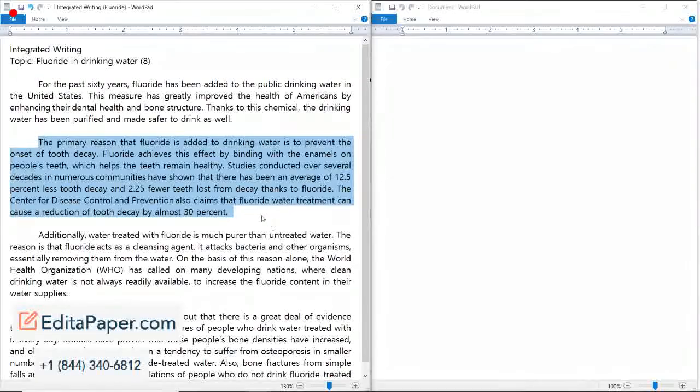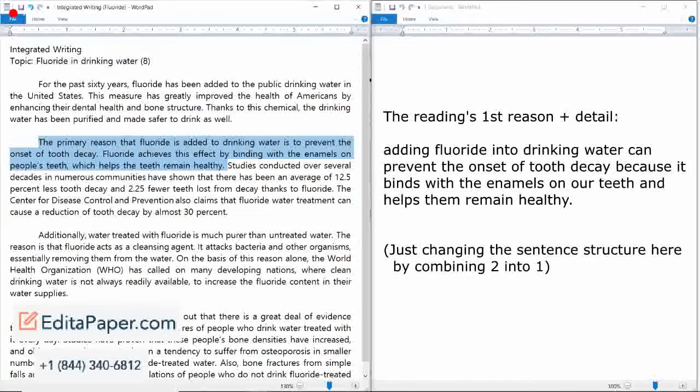The primary reason that fluoride is added to drinking water is to prevent the onset of tooth decay. Fluoride achieves this effect by binding with the enamels on people's teeth, which helps the teeth remain healthy. Okay, so that's all I'm going to use for the first body paragraph. So how I'm going to paraphrase it is, fluoride prevents the onset of tooth decay as it binds with the enamels on our teeth and helps them remain healthy. So that's what I'm gonna be writing down on my piece of paper, and all I basically did was change the sentence structure. So I didn't worry about synonyms just yet.